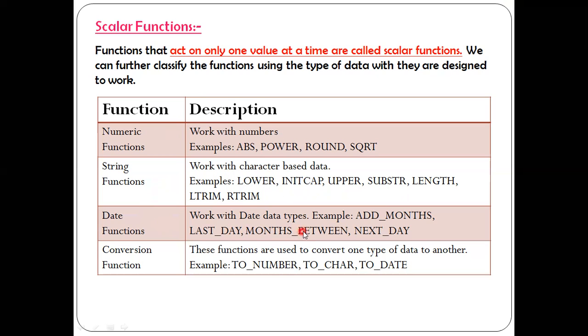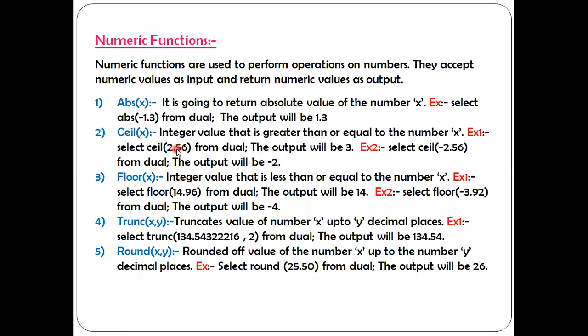Some date functions are add_months, last_day, months_between, next_day. These are all the date functions. Conversion functions are used to convert one type of data to another type: to number, to character, to date. Let us discuss one by one. First we'll go with the numeric functions.